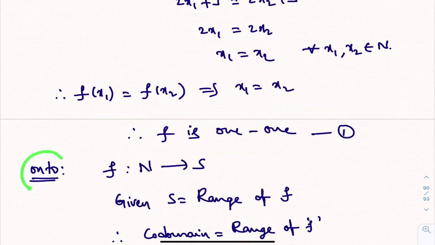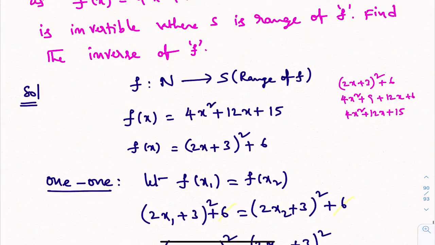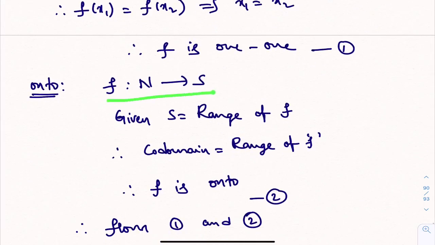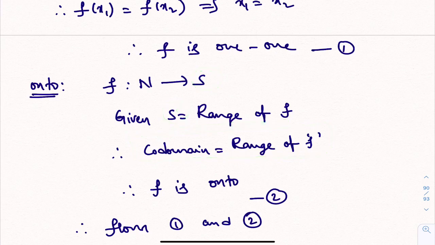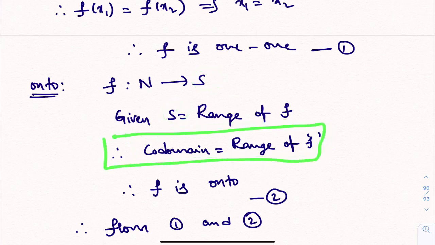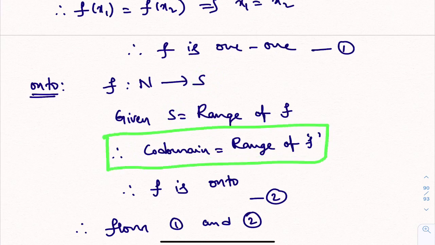Now I'll check with the onto function. Onto function is easier because they have given that S is nothing but the range of the function. You see here, f is from N to S. What is S? S is the codomain actually. But in the question they have given that the codomain is nothing but the range of f. In previous classes also we got a point like this. Whenever we are trying to prove onto function, if you identify that codomain is same as range, then directly you can write that the function is onto. So here this function is onto function.